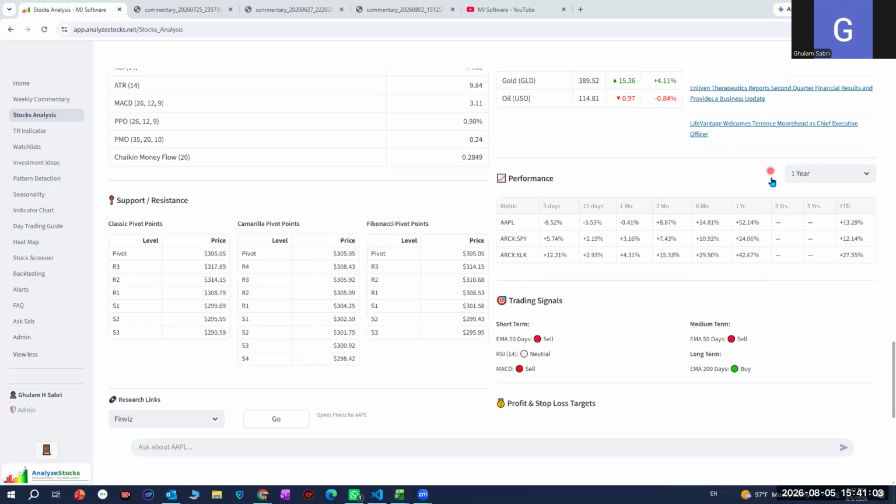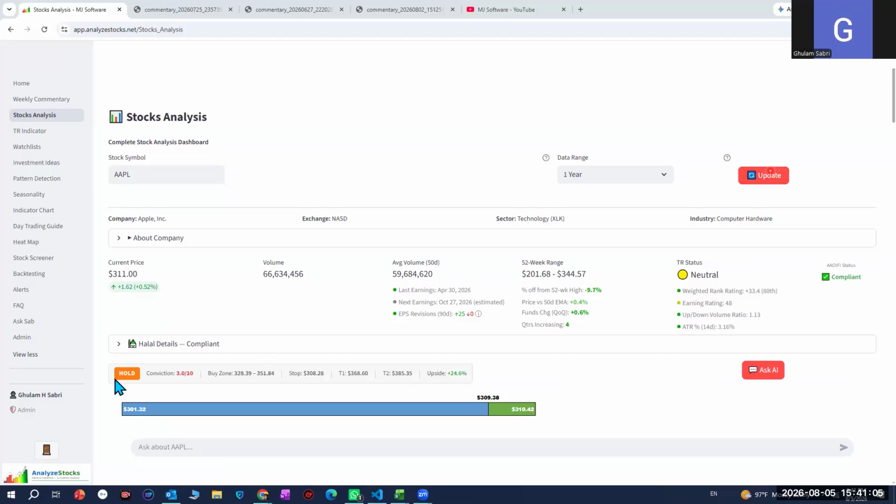So right now, Apple is a hold. Its conviction is 3.0. Now these are the key things on my software. Hold means that whatever positions you have, if you believe it's a long term, there is no new entry available right now. You should hold. You should wait for this buy zone, or wait for this whole thing to convert to buy or stronger, and then you evaluate. It does not mean that if you see buy, you immediately go and jump. And the TR status from the daily has also come back to neutral.